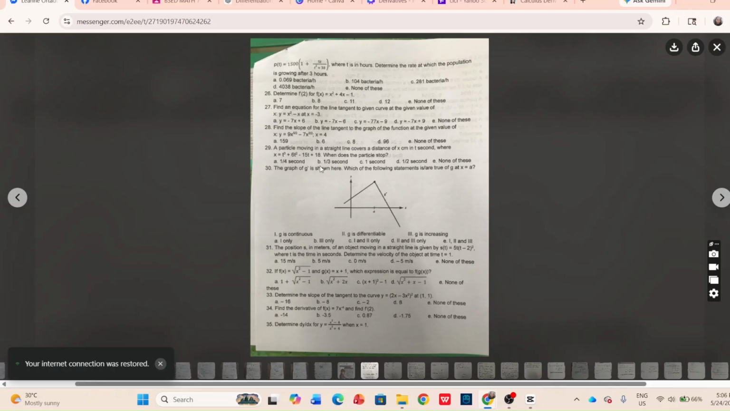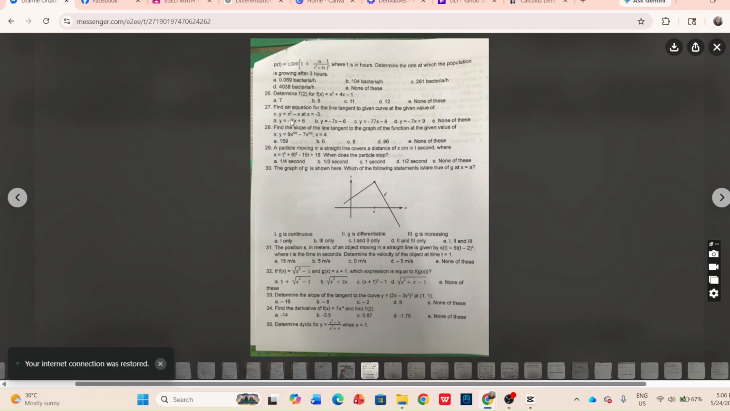So number 26, determine f prime of 2 for f of x equals x squared plus 4x minus 1. So in order for us to substitute 2, we will first get the derivative of x squared plus 4x minus 1, which is 2x plus 4. And right after that, we will now substitute 2 into it. So 2 times 2 is 4, plus 4, that's 8. So number 26 is letter B.